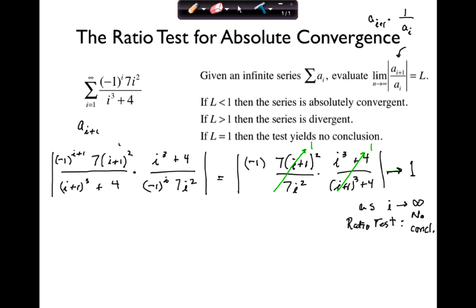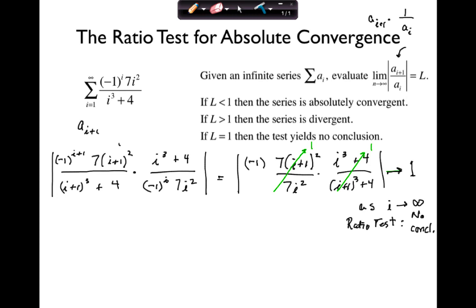Is it geometric? No. Is it a P series? No. Comparison to P series? Maybe. Is it an alternating series? It is. Alternating series, right? Does the positive part of this series, 7i squared over i cubed plus 4, decrease to 0? That's the requirement to apply the alternating series test.